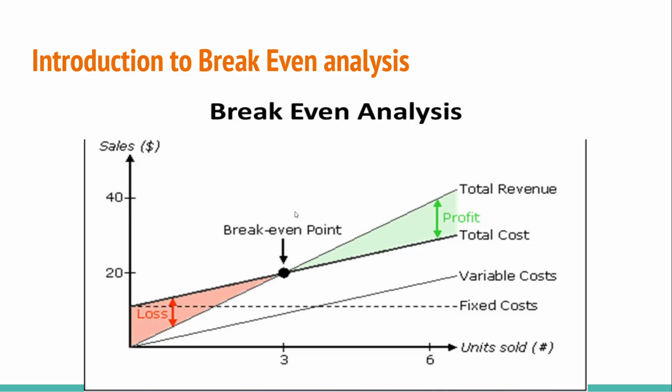Break-even point in units means fixed cost divided by selling price minus variable cost. This is called the break-even point. Example: fixed cost was 1 lakh rupees, selling price was 500 and variable cost was 300. So to reach this break-even point, we need to sell 500 units.